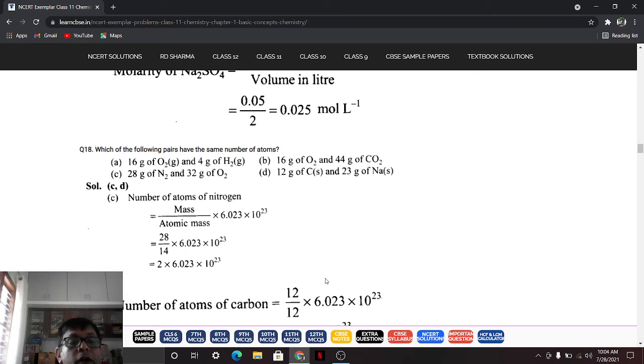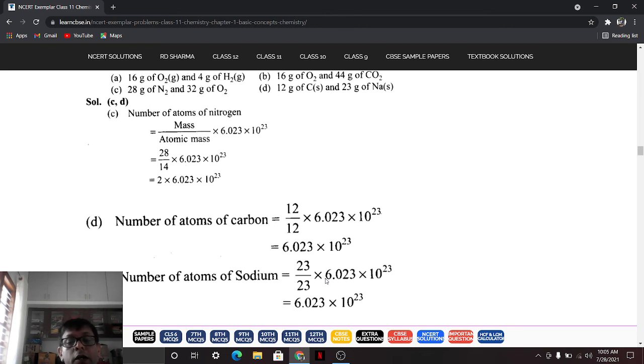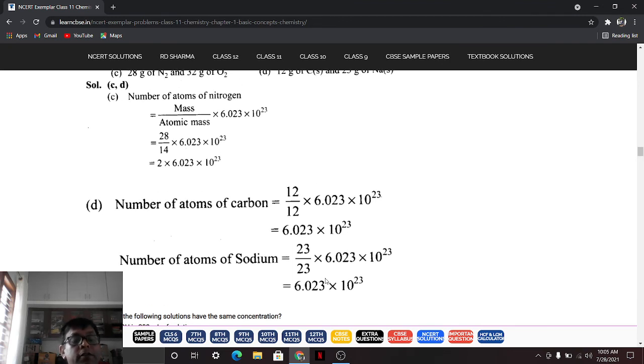Why are they correct? Find the number of atoms of nitrogen. Mass divided by atomic mass, multiplied by Avogadro number: 28 divided by 14 is 2, so you get 2 into 6.023 into 10 to the power of 23. Similarly for D, number of atoms of carbon: 12 divided by 12, mass divided by atomic mass, multiplied by Avogadro number, you get 6.023 into 10 to the power of 23. Therefore, the number of atoms of sodium is 23 divided by 23, that is 1, into 6.023 into 10 to the power of 23. Therefore, both options C and D are correct.